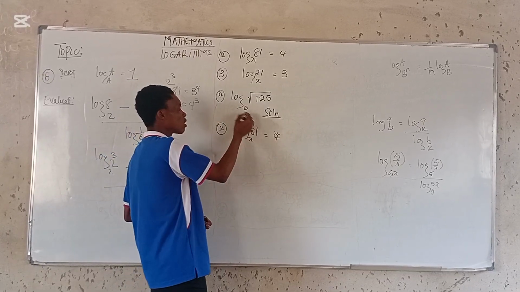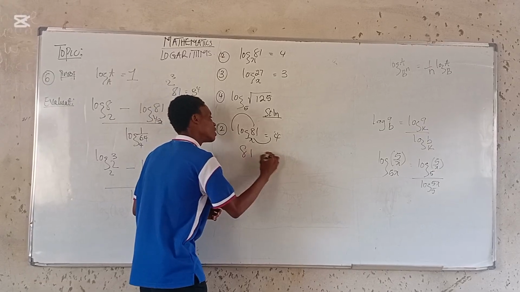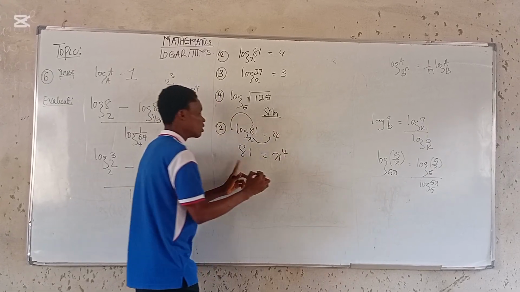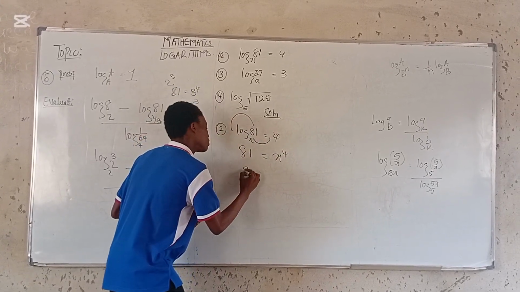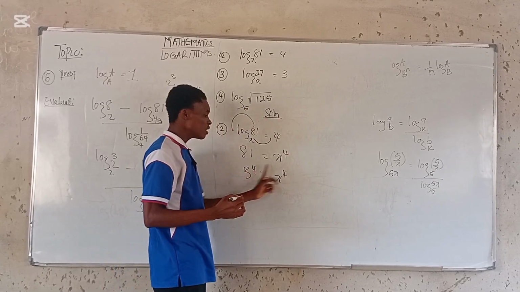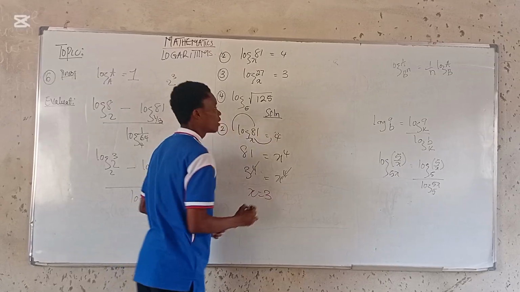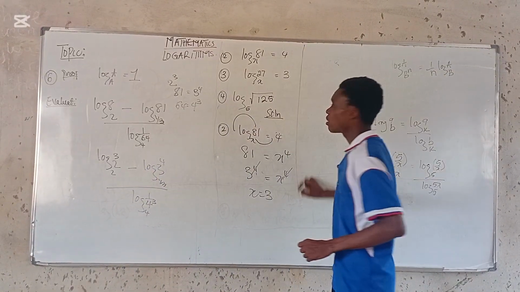So this one comes back and this one is raised to the power of this one from our logarithm. So we have 81 equals x to power 4. 3 to power 4 is what? 81. So we say 3 power 4 equals x power 4. From indices, equal powers, and x equals what? 3. All right, let's solve the next one.